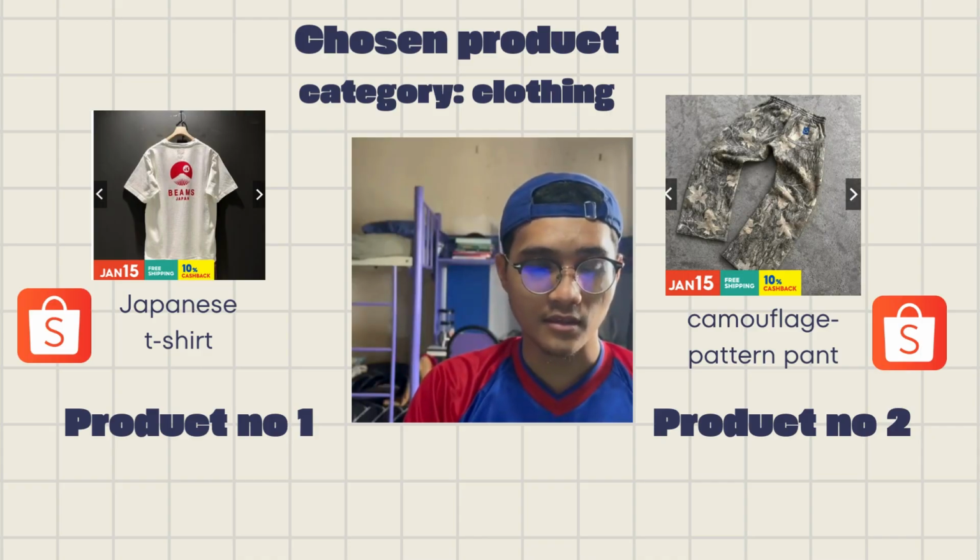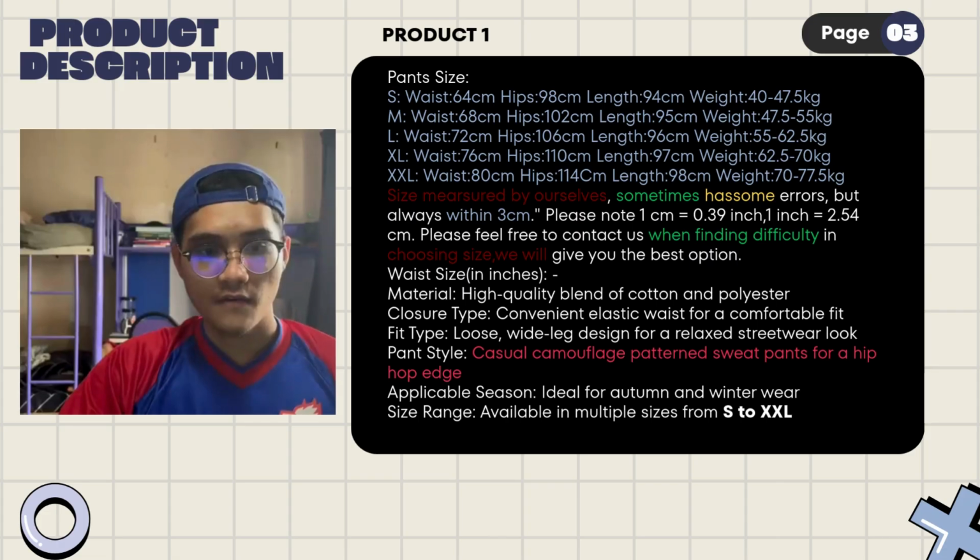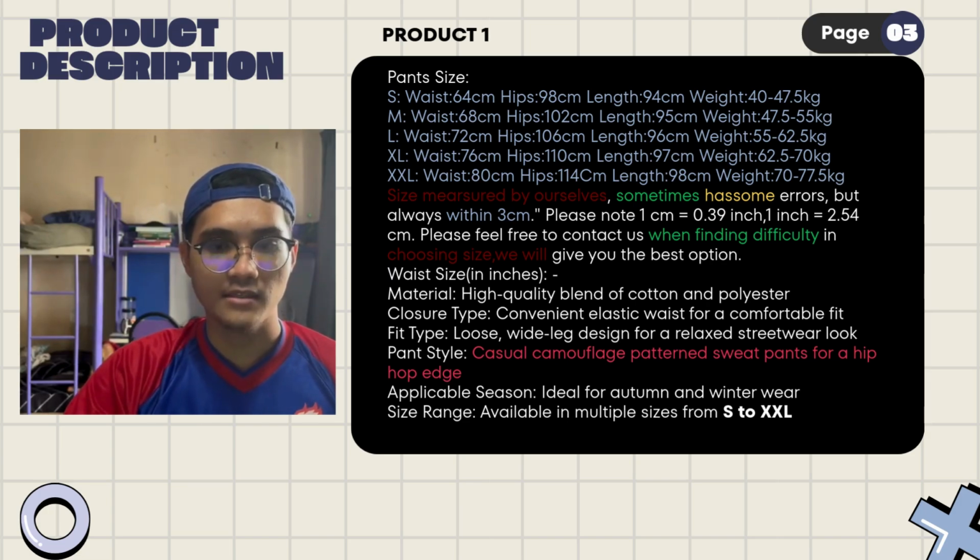Alright, so this is the product that we decided to use in our video. First, we have a Japanese t-shirt from Shopee and a camouflage pattern pant, also from Shopee. The Japanese t-shirt is going to be product number 1 and the camouflage pattern pant is going to be product number 2. Firstly, this is our original product description number 1. As you can see, it has been color coded so that it will be easy for us to identify all types of error, list them out and correct them.